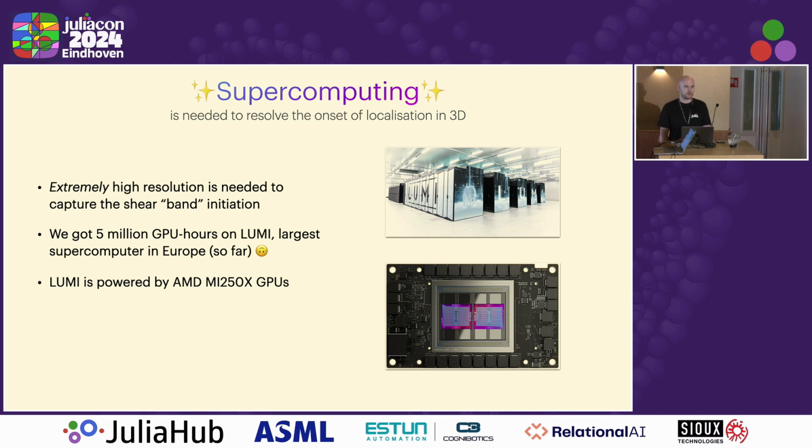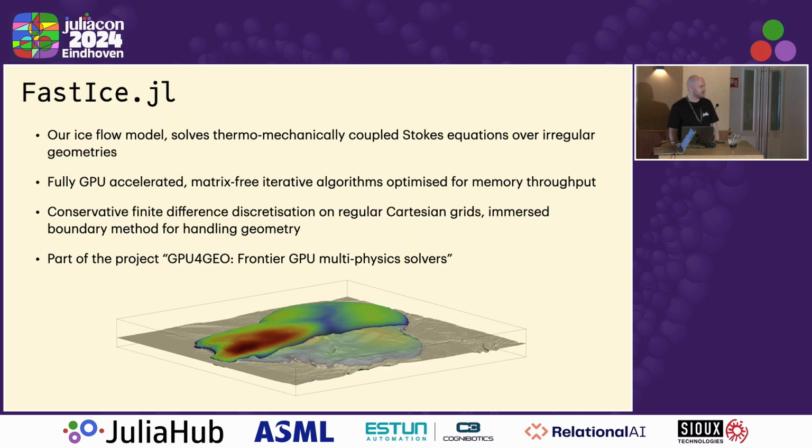So there were some novel aspects that had to be handled. FastIce.jl is a library, a package, and this is our ice flow model that we develop. It solves what are called thermo-mechanically coupled Stokes equations. You might have heard about Navier-Stokes, the system of equations that models the dynamics of the fluid, and Stokes is actually the same as Navier-Stokes, but without inertia, basically neglecting the inertial effects.